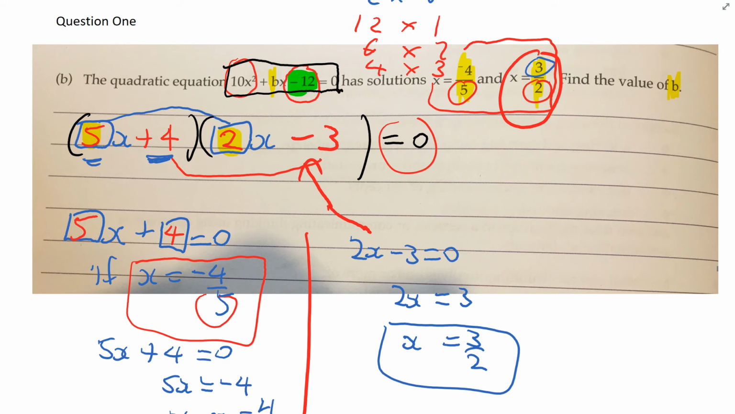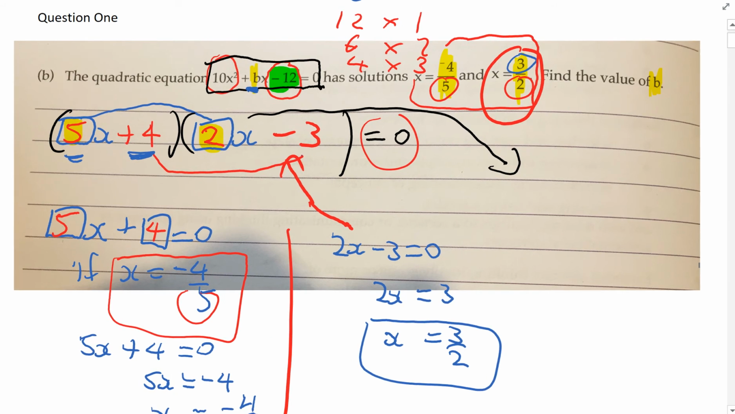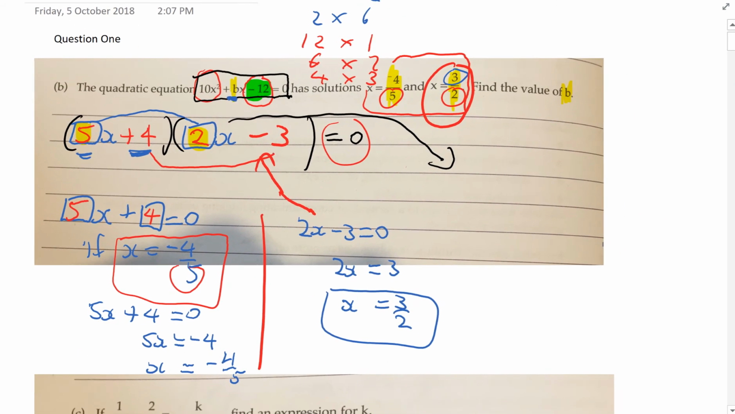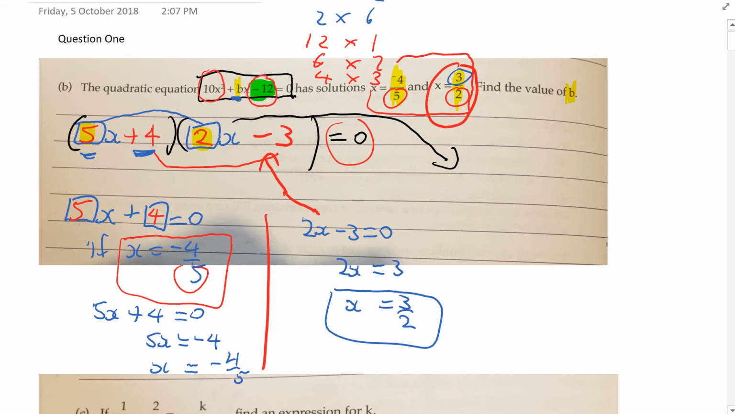Okay, just pause the video and check you're clear on what we've done so far. Now we've been asked to find what b is, so how do we do that? Well, of course, we expand these brackets out, and then we'll be able to see what number goes where b is in the expanded version, because this equation is an expanded form, isn't it? So if we use FOIL, first times the first equals 10x squared, right?